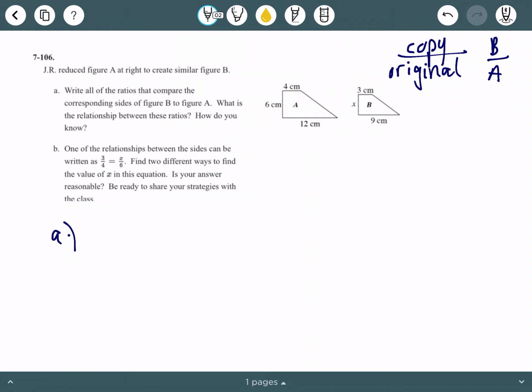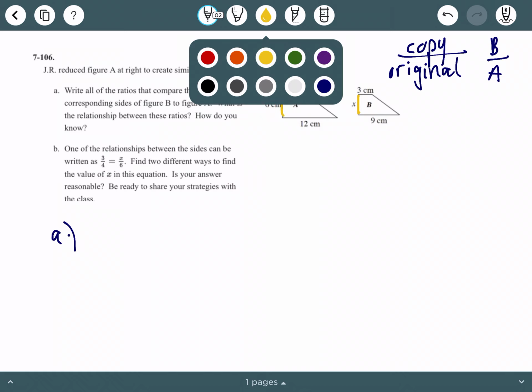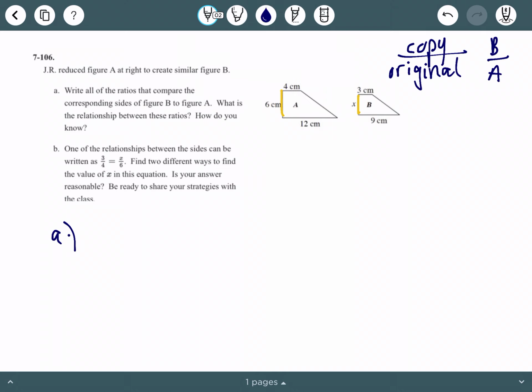I see that I have a side x on my figure B, and the corresponding side just means, hey, what side on the similar figure is in that same spot? And in this case, it is 6. So my first ratio is going to be x over 6.